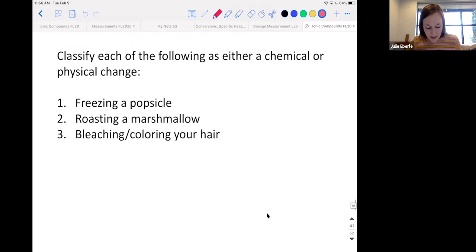Okay. Next one, classify each of the following as either a chemical or physical change. This should be real quick. Don't write down the words you see on the screen. Just write 1 for chemical or physical, 2 chemical or physical. You can abbreviate P, C, P, whatever they are. Freezing a popsicle, roasting a marshmallow, bleaching, coloring your hair. See a lot of you sitting up. We're about to move on. 10 more seconds.